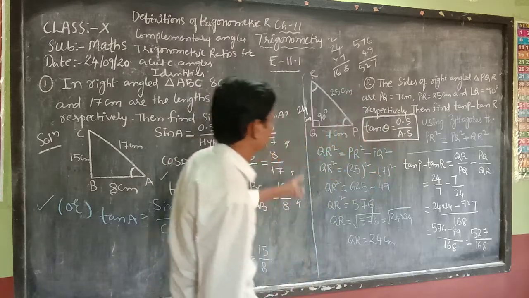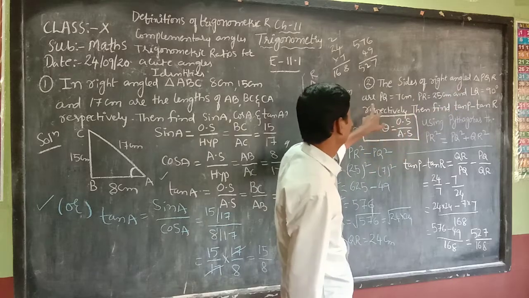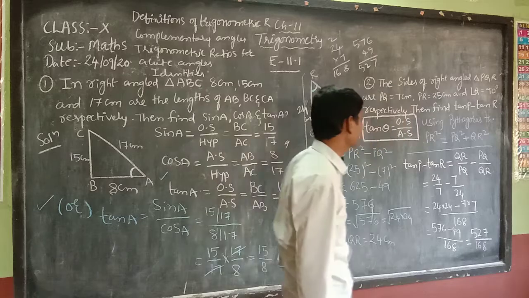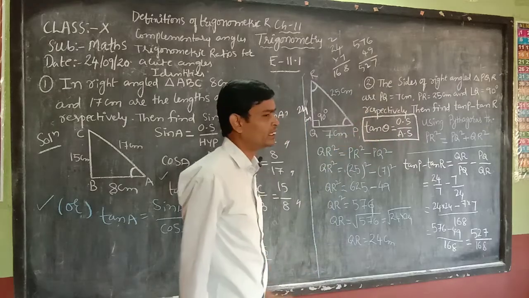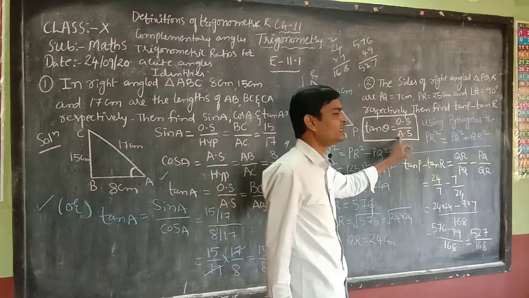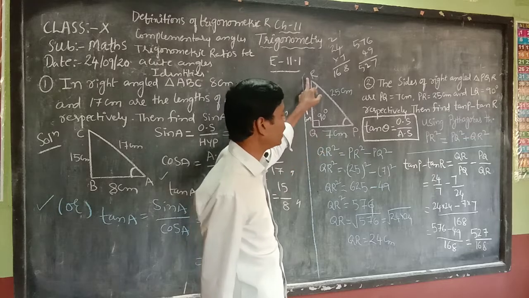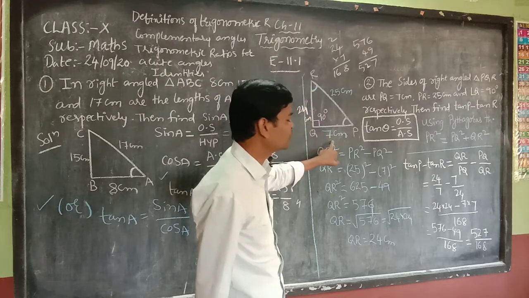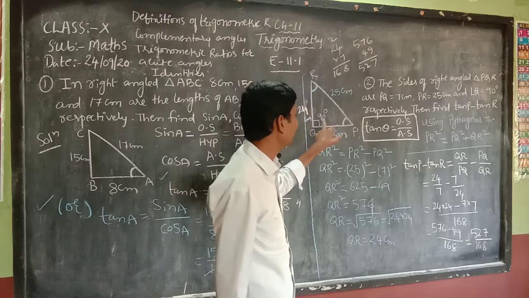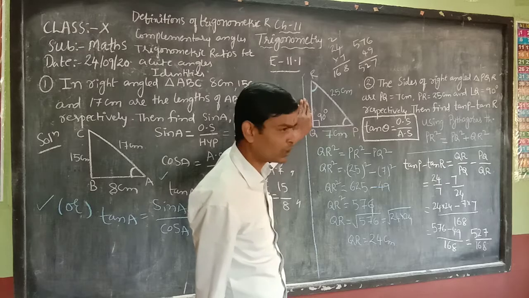Once again I will revise this question. The sides of right angle triangle PQR. PQ is 7 centimeters, PR is 25 centimeters and angle Q is 90 degrees respectively. Then find tan P minus tan R. We know the definition of tan theta is what? Opposite side by adjacent side. So we have taken triangle PQR. In this he has given PQ as 7 centimeters and PR as 25 centimeters and angle Q as 90 degrees. But he hasn't given QR.